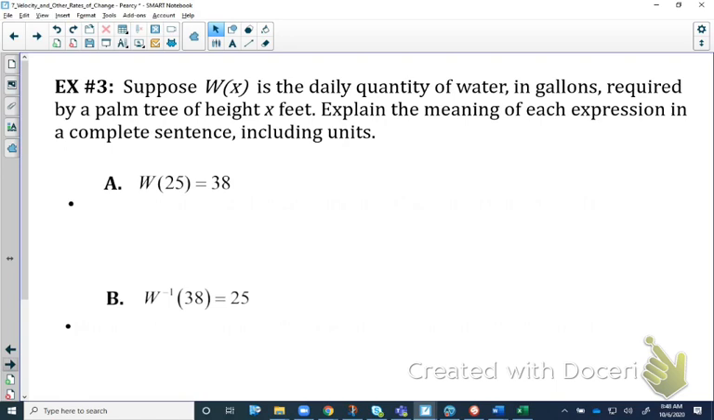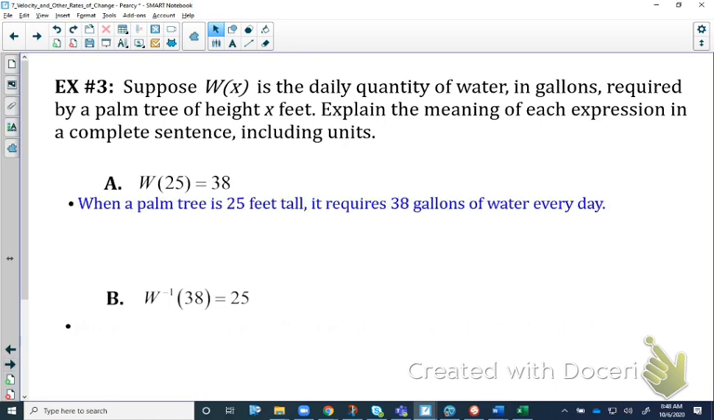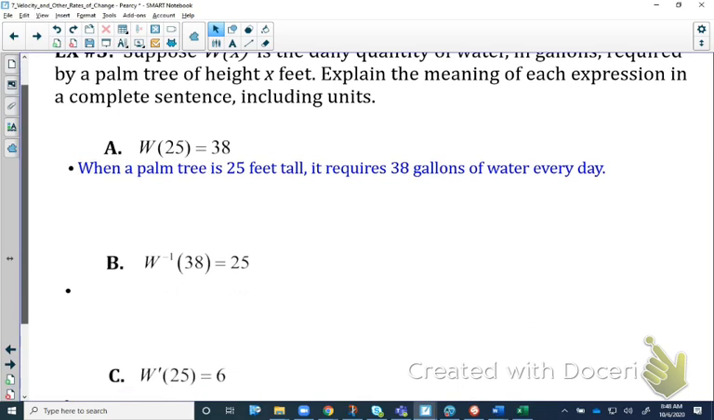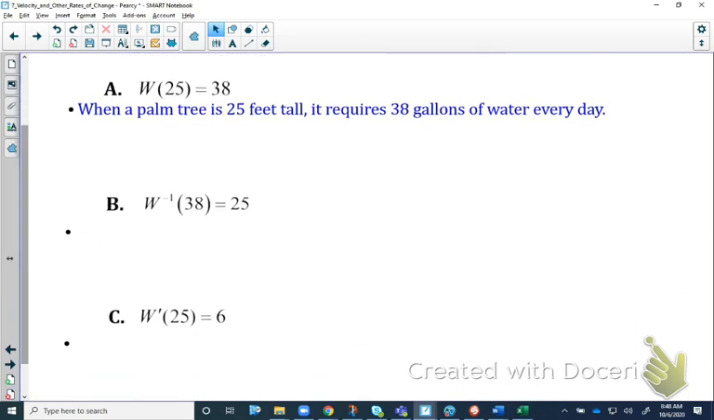But here, where we just take the function W of 25 is equal to 38, that's telling you that the height of the palm tree is 25 feet and that it's going to require 38 gallons of water every day, which, I don't know, seems like a lot to me, but I guess palm trees, that's how much they take. Maybe this isn't exactly accurate, I don't know.